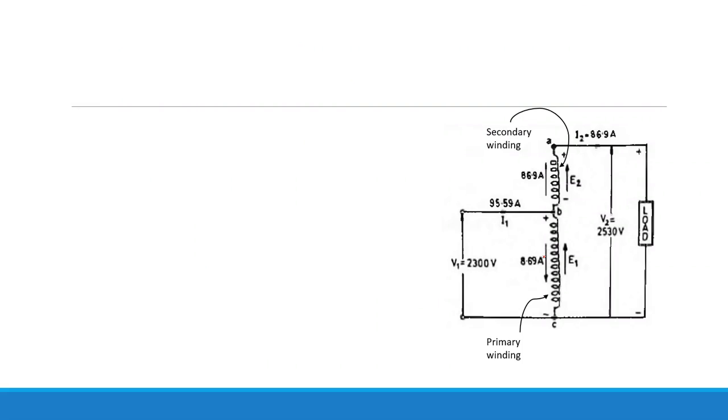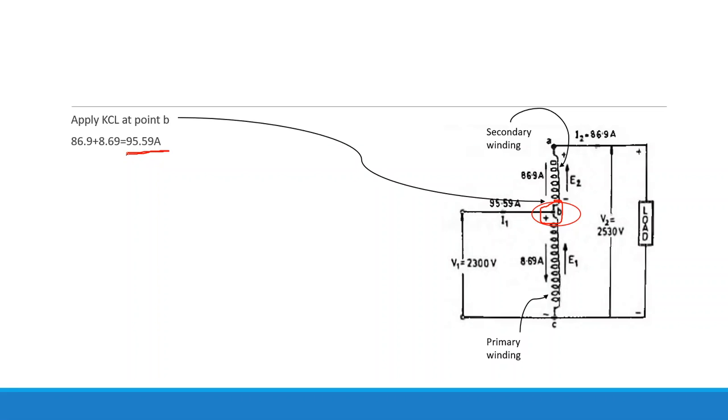Then the primary and secondary winding currents are clear to us. Now we are going to apply KCL at this point, so we will be in a position to calculate how much current it is drawing from the supply. Apply the KCL here. For the given direction, here the current is going outwards. This is the incoming current I1, and this is the outgoing current. So ultimately the current drawn from the supply will be the summation of these two currents. Adding these two currents, the resultant will be 95.59 ampere. So this is your input current.